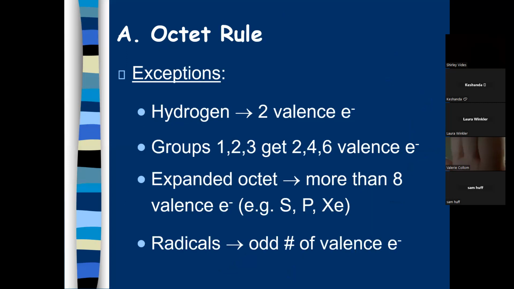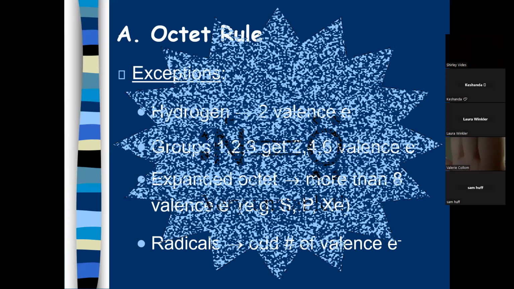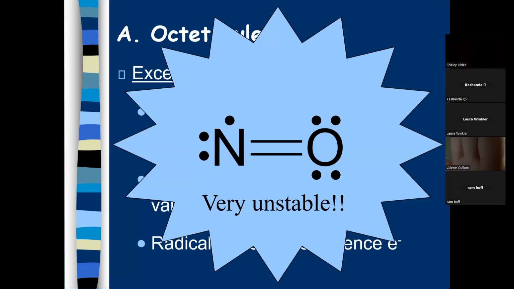And then there are these things called radicals, which we also don't look at. But if you were taking organic, this is important. They have an odd number of valence electrons, which is odd already because electrons come in pairs. So these are extremely unstable. That means they do not last very long. It's just like a transition state between one thing and another. So that's why we don't even worry about them either.